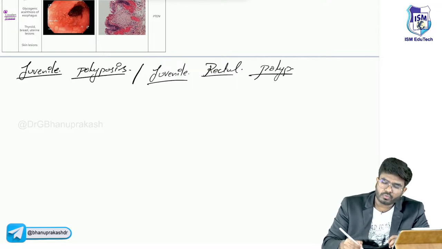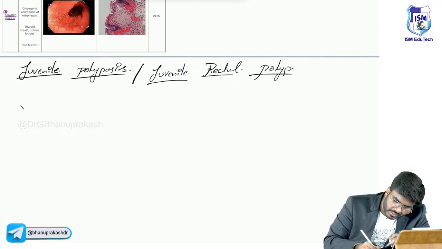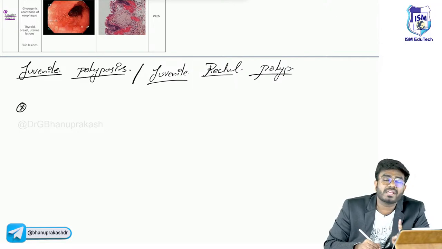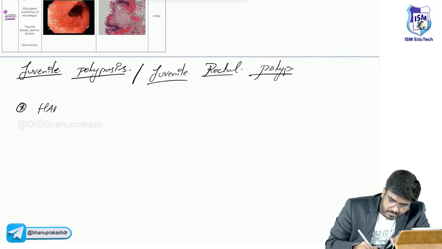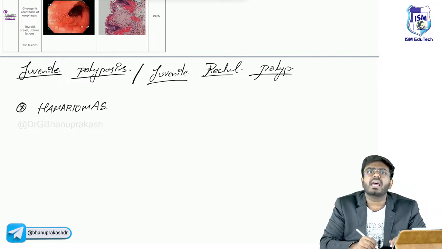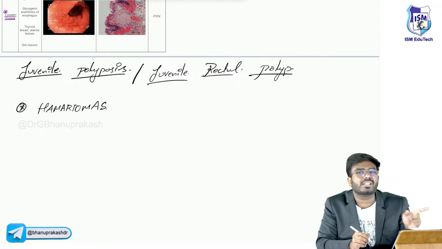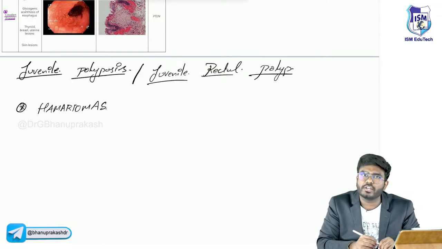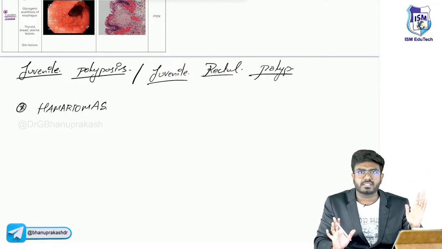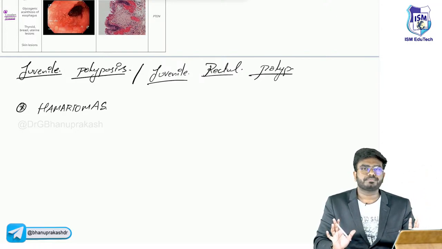Okay. Now tell me, juvenile rectal polyp or juvenile polyposis, what kind of polyps are they? They are not inflammatory polyps. They are not hyperplastic polyps. They are hamartomatous polyps. They are hamartomas. Are they cancers? They are non-neoplastic polyps. They are not cancers. They do not turn into cancers. So this juvenile rectal polyp also does not turn into cancer. Multiple polyps are seen in many places, but these polyps will never turn into cancer.